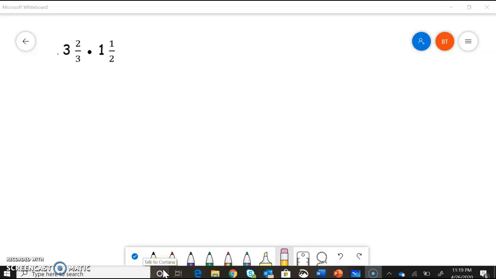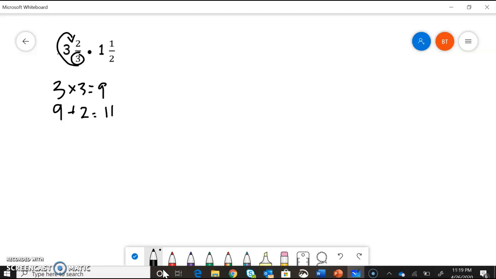So before we can multiply 3 and 2/3 times 1 and 1/2, we need to convert these to improper fractions. So for the first one, we're going to start at 3, and we have to go around. So we have 3 times 3, which gives us 9, and then we have to do 9 plus 2, which gives us 11. So now the fraction that we end up with is 11 over 3.